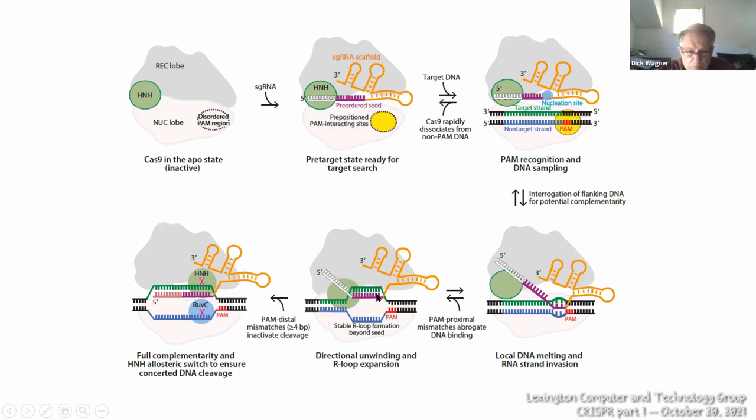But let's say it does. Now the seed region has come in. You get more unwinding of the DNA. And then the rest of the spacer comes in, it's the second part of this recognition, recognizes the rest of it, hydrogen bonds with it. Then these nucleases come in and they cleave. So you've got it happening. It's a number of steps that goes on, and then the cleavage occurs.